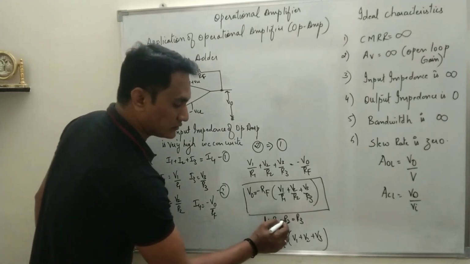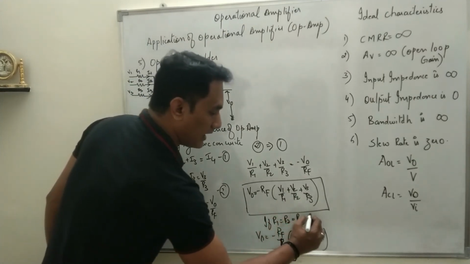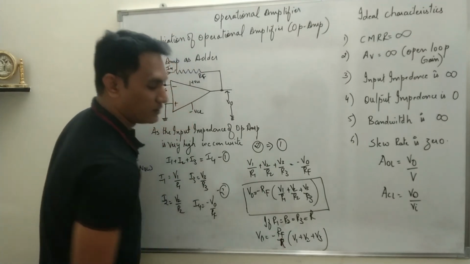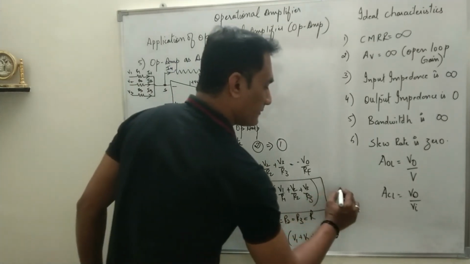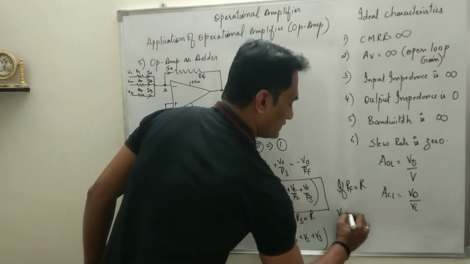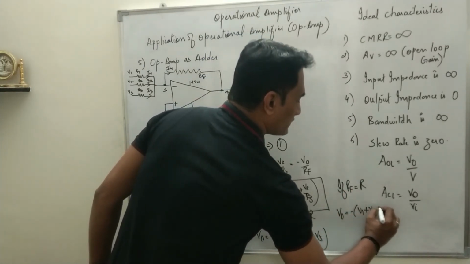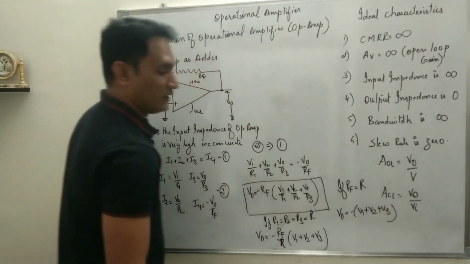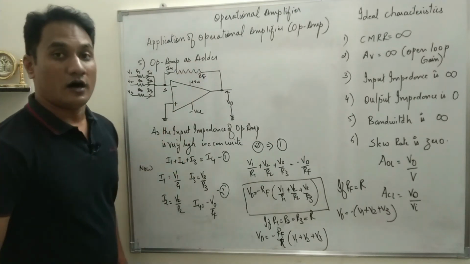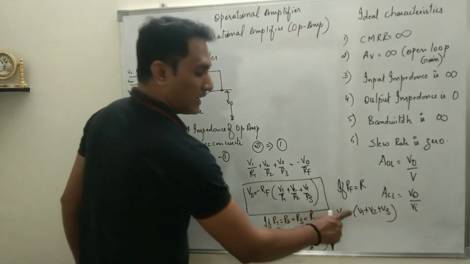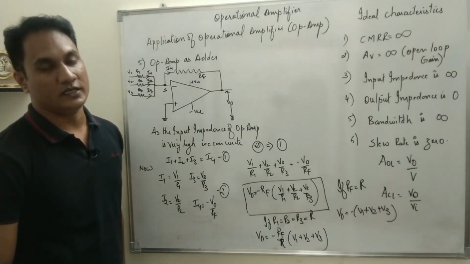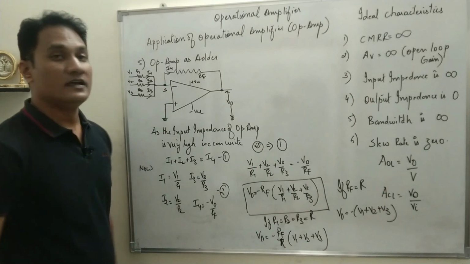So if R1 equals R2 equals R3 equals R, we can say V0 is equal to minus RF upon R, V1 plus V2 plus V3. And if RF is equal to R, V0 is equal to minus, V1 plus V2 plus V3. That means the output voltage is the addition of the 3 input voltages. That is why it is called op amp as adder. And this minus sign indicates there is a phase shift of 180 degrees between input and output as it is connected in an inverting mode.